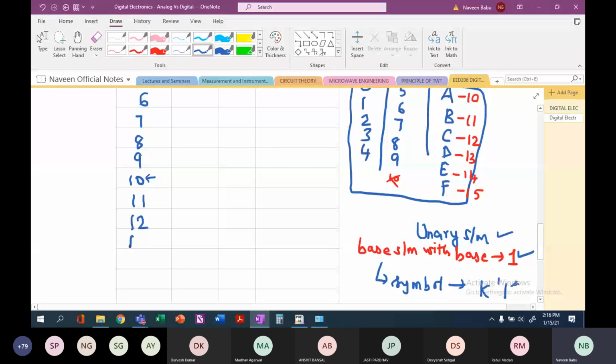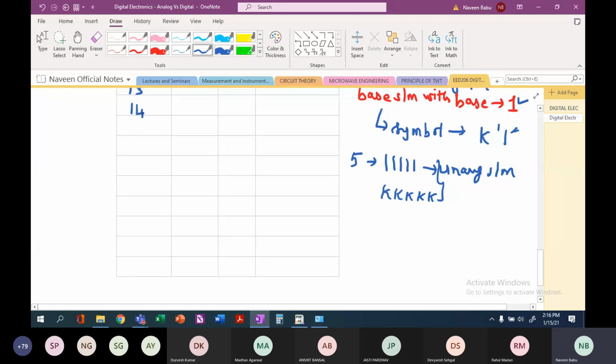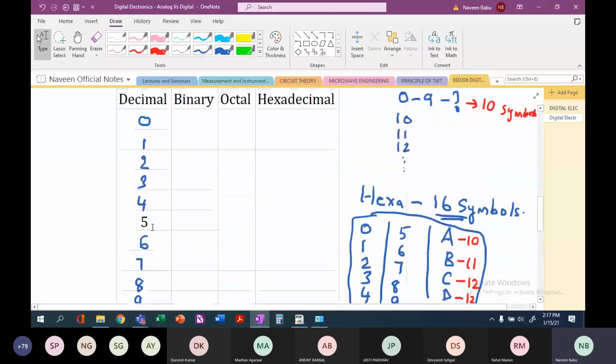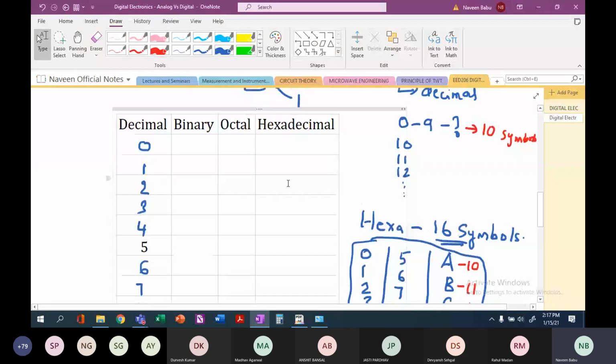Then it is 1, 2, which is 12, 13, 14, 15, 16, 17, 18, 19. After 19, this repeats, right? After 9, we have got the symbol 0 only. Then this 1 gets incremented. Then we got 2, 0. So 21, 22. If required, we can have one more, which is 23.